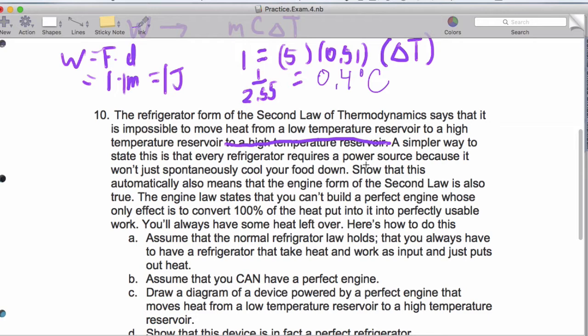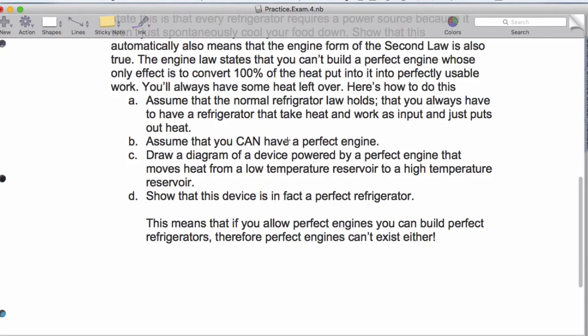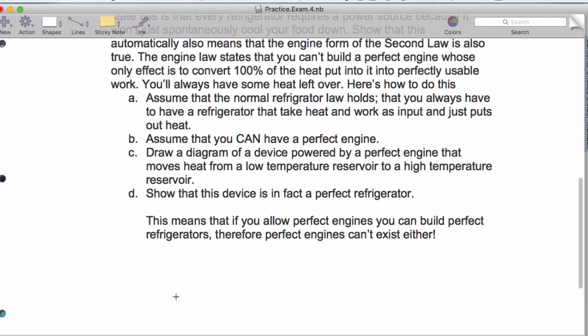So now, what we're trying to say is that if this is true, the engine law should also be true. So we're supposed to prove this, that one implies the other. All right, so he says, assume that the normal refrigerator law holds. Okay.